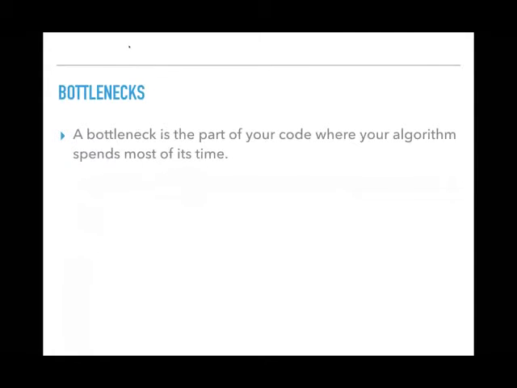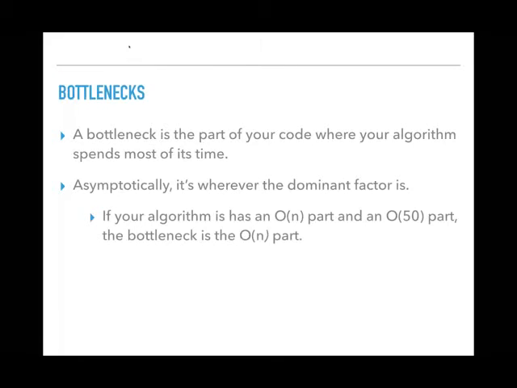Okay, so let's talk about bottlenecks. A bottleneck is a part of your code where your algorithm is spending most of its time. Basically you can think about it asymptotically: it's wherever the dominant factor is. It's wherever most of the looping is happening. It's wherever the n squared is. That's the bottleneck.